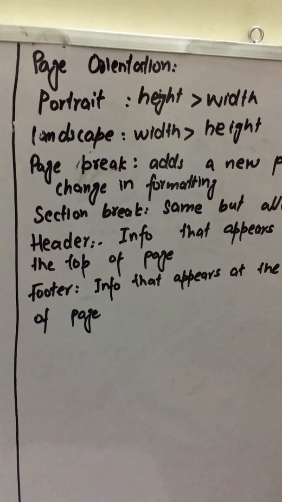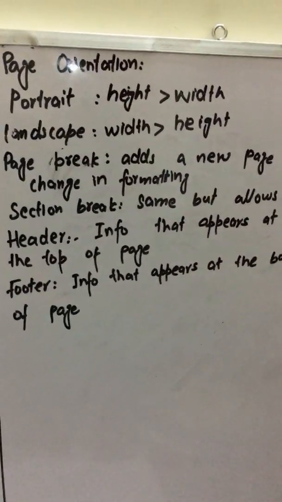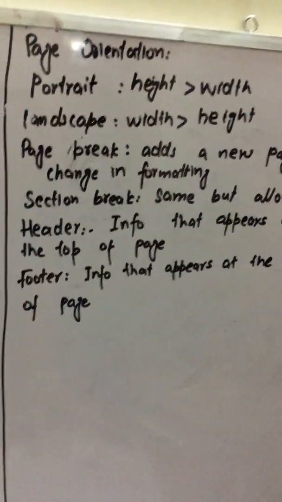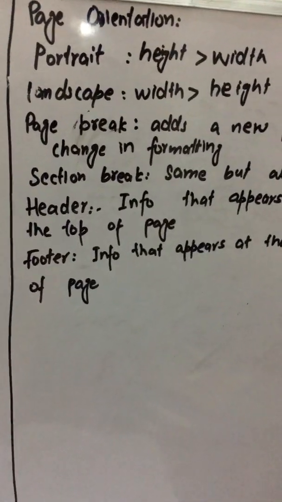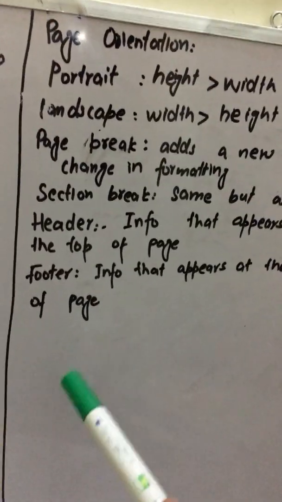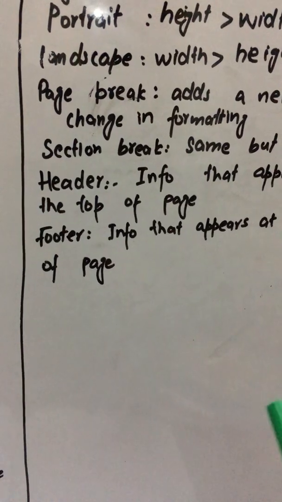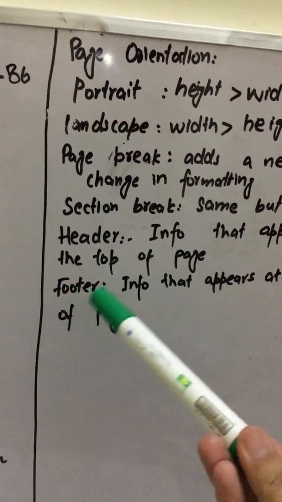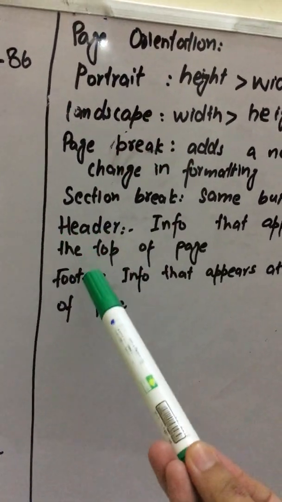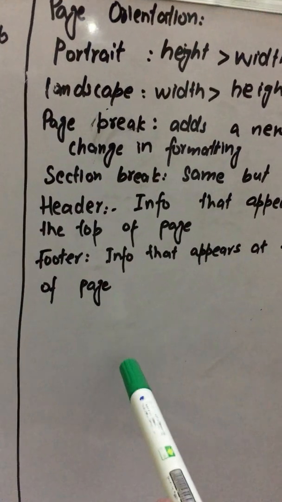Then we have two things, that is how to insert a header and a footer. For this purpose, go to the insert tab, choose header or choose footer according to your demand, and just put the text that you want in the header and footer. But what are header and footer? Header is the information that appears at the top of your page. We call it the header. And footer is the information that appears at the bottom of the page.